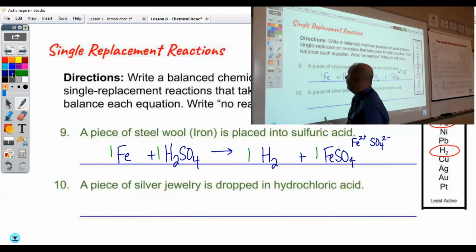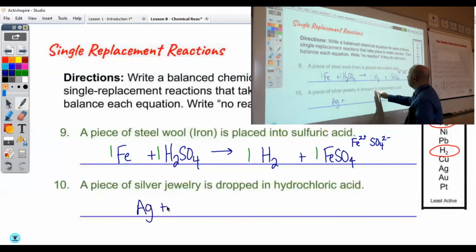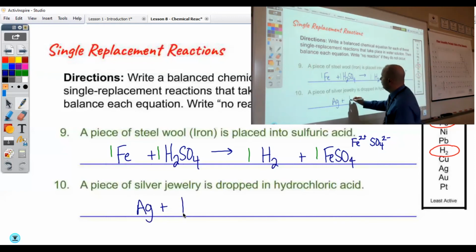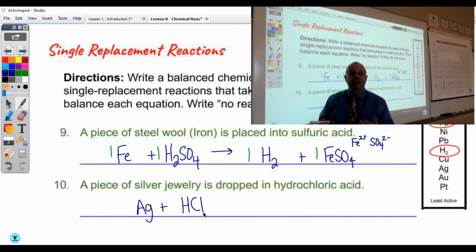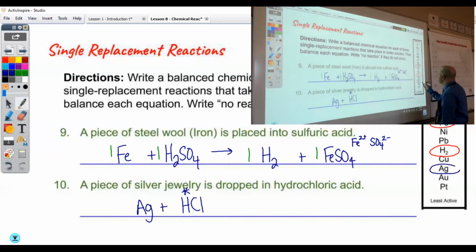Let's take a look at our last example. We have a piece of silver jewelry. Means we have silver is dropped into hydrochloric acid. So silver, a metal, it's going to form a positive ion. We have to compare silver to the positive part, which is the H, for HCl. So we're going to look at silver, that's down here. We're going to look at H again, that's over here. Notice the silver is lower.